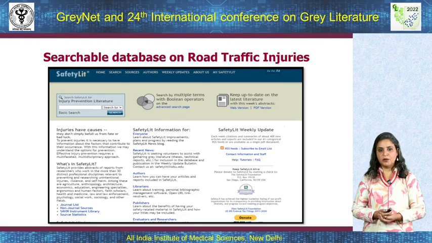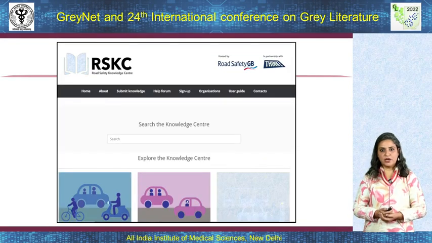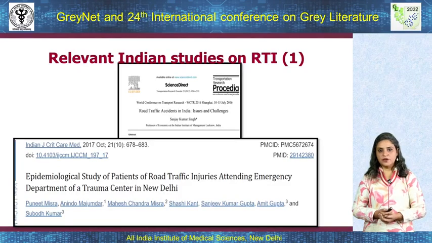So these are some of the searchable websites from where you can find road traffic injuries. This is one particular platform. This is another wonderful platform by Great Britain, the Road Safety Knowledge Center. These are some of the relevant studies from India. To the top is road traffic accidents in India, their issues, their challenges and how they have to be managed. To the bottom is a publication from AIIMS.